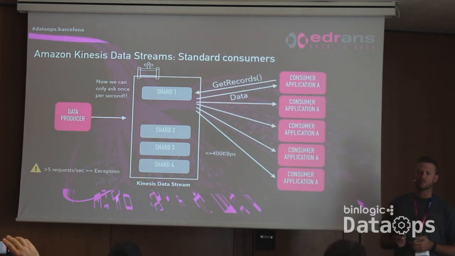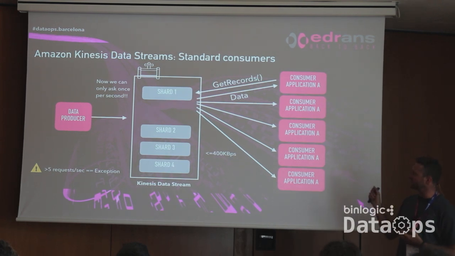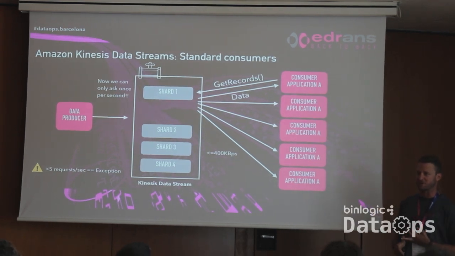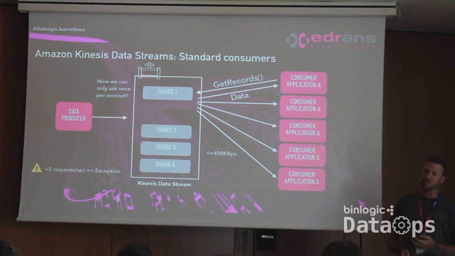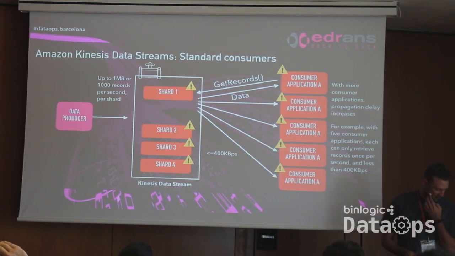But what if we do that? What if we put 5 consumers taking data from 1 shard and doing the get records operation? As we have the 2 megabytes per second per shard limit shared across consumers, here we have a limitation. So each consumer can only get now 400 kilobytes per second. So what's going to happen? Our latency is going to go up, and probably that means problems for almost everyone.